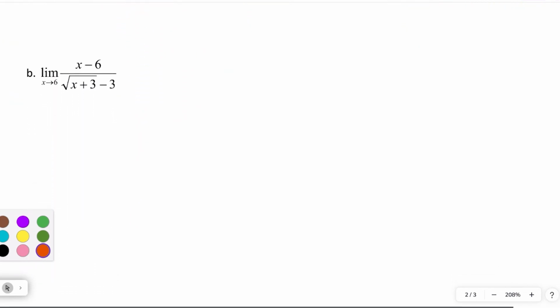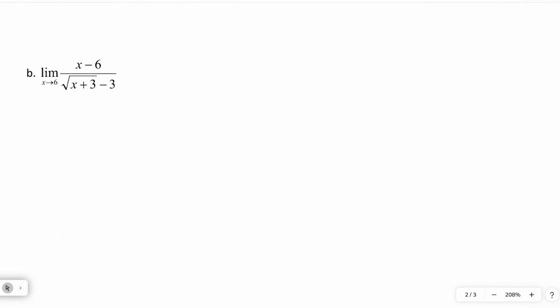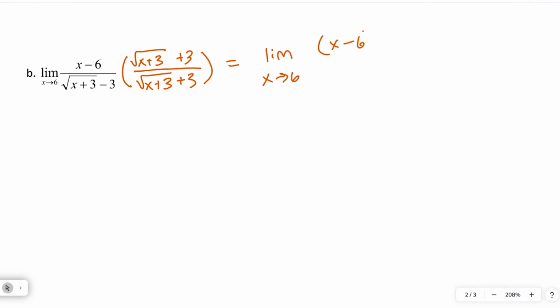The next one, we're going to have to use that conjugate strategy that we talked about, not on these notes, but on the previous notes. So I'm going to multiply this fraction by the square root of x plus 3 over itself. That way, really I'm just multiplying this by a fancy form of 1. So this is going to equal the limit as x approaches 6 of, I'm going to leave that numerator factored because I really want to get rid of that x minus 6. And so hopefully the denominator will play nicely here.